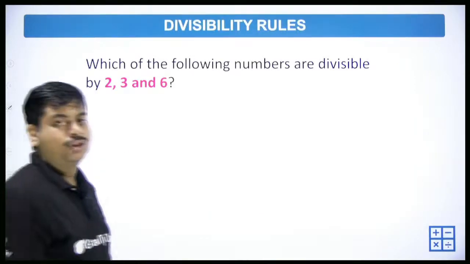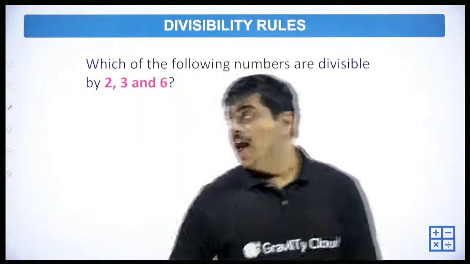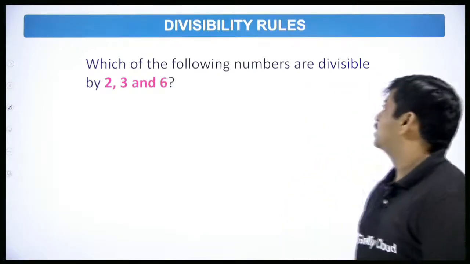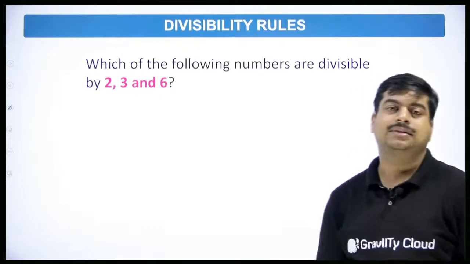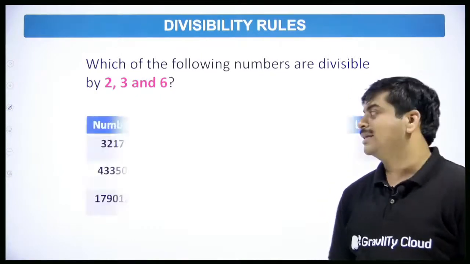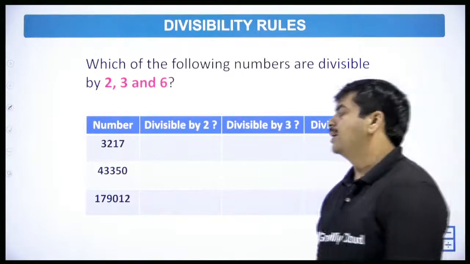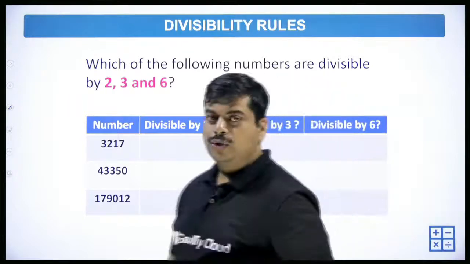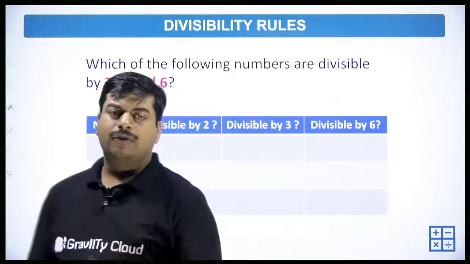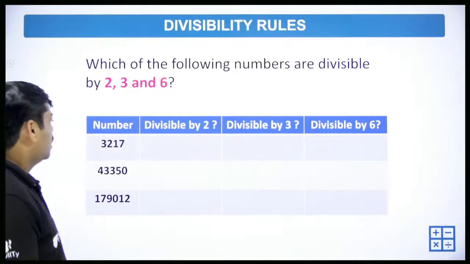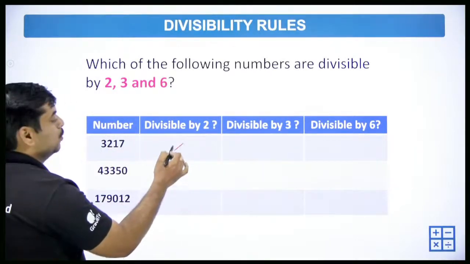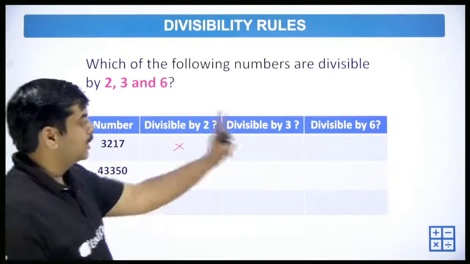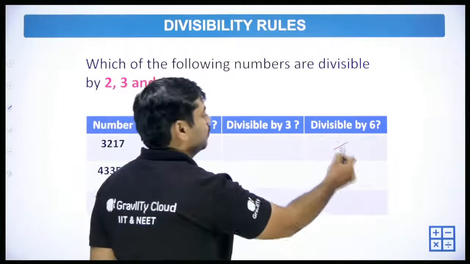Okay, we have a small question here. Which of the following numbers are divisible by 2, 3 and 6? Let us try to take the number 3217. Again, the same type of process. I'm not going to do it completely, I'm leaving that for you. I'll just try to discuss one or two. 3217. Is it an even number? No. It is enough, I will not check that. It is not divisible by 6.